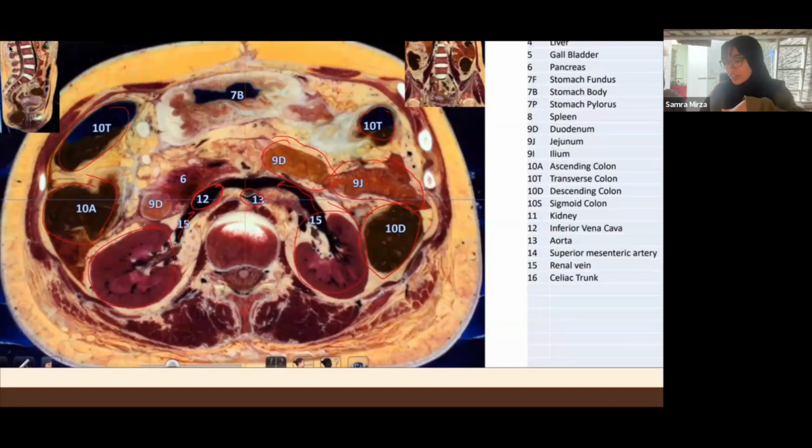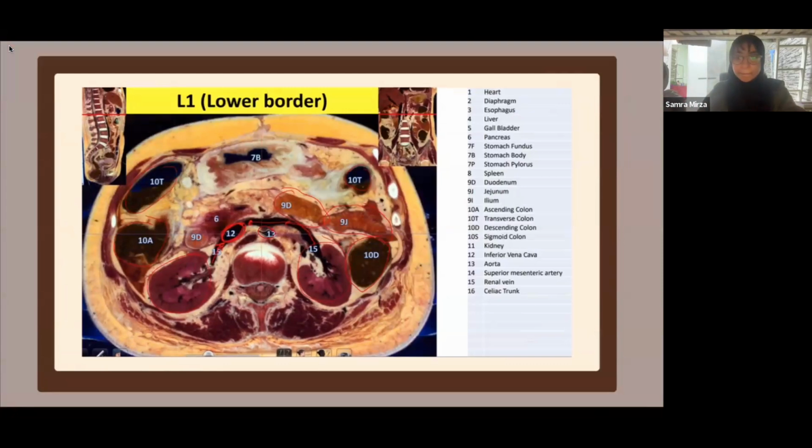So you can see that here. We have the swelling of the inferior vena cava here. So the right renal vein comes and joins directly. Meanwhile, the left renal vein will have to cross over the midline to join at this point. Is this clear to everyone?